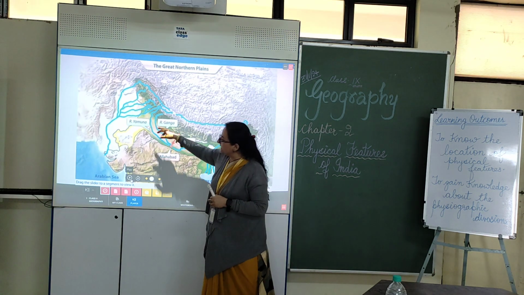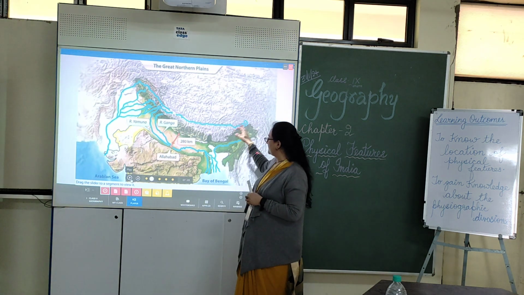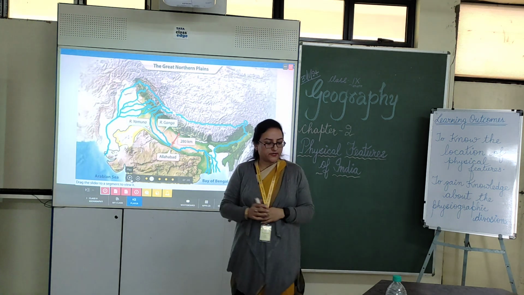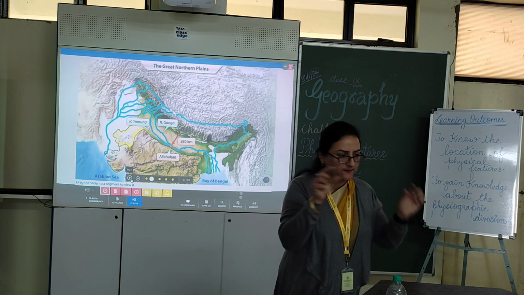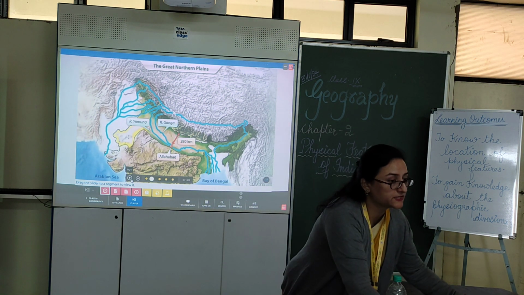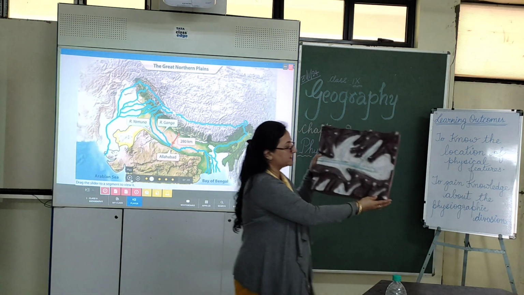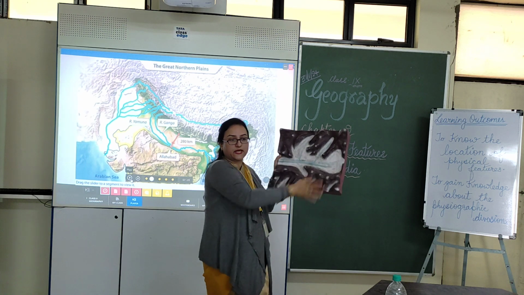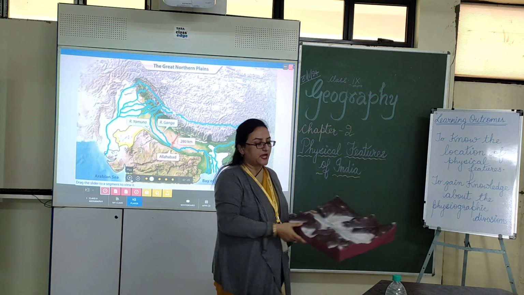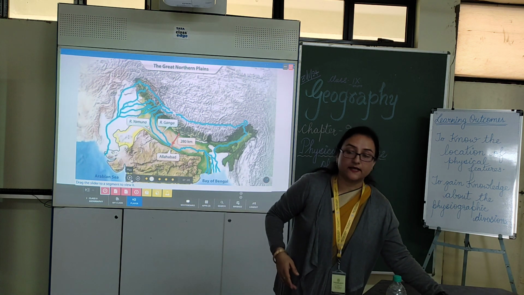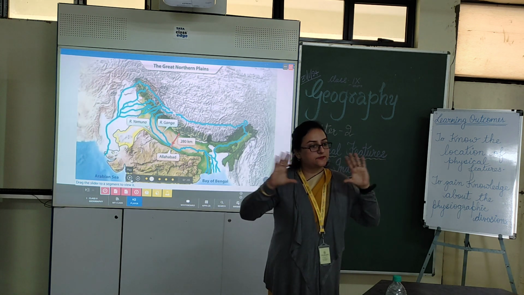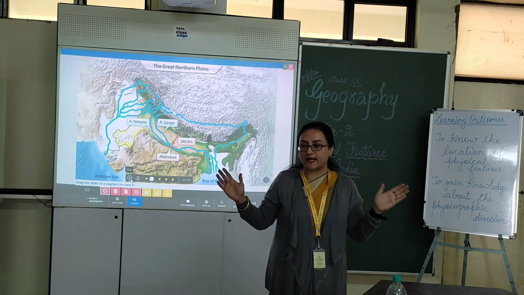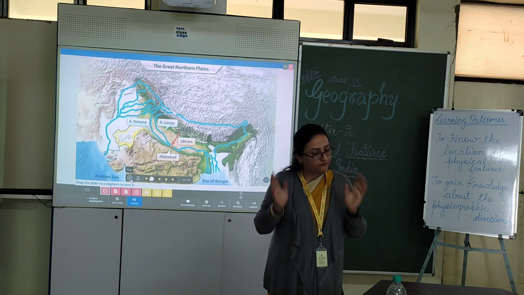Now here we see main rivers like the Indus, the Ganga, the Brahmaputra. They are joined by small streams of water which are known as tributaries. You can see, if this is the main river, they are joined by small streams of rivers which are known as tributaries. And along with the tributaries and that main river, these plains form a very, very fertile belt. So you will find a lot of population.